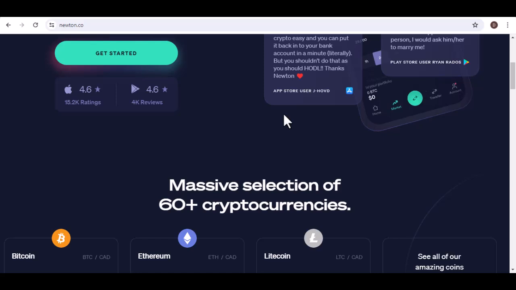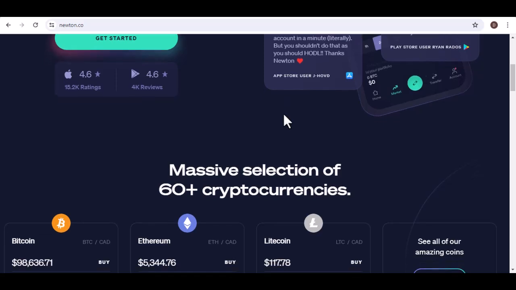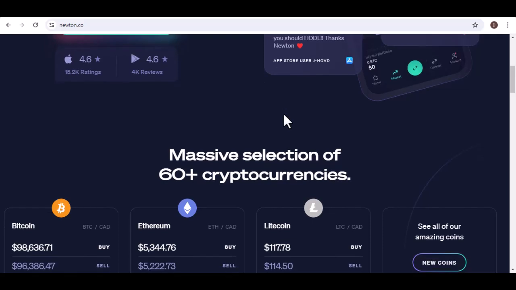Newton's solution, decentralized storage. This is where Newton comes in. They're building a decentralized storage network. Instead of relying on giant server farms, Newton breaks down data into tiny pieces and distributes them across a global network of computers. This makes it much more secure and resistant to hacking. Plus, you, the user, control your data. You decide who can access it and when.